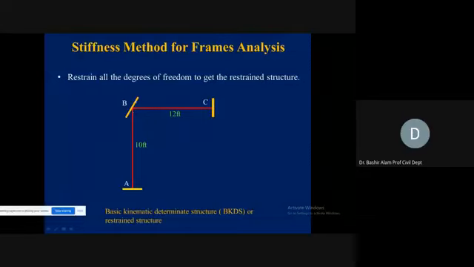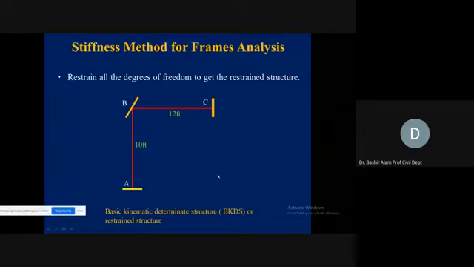So at B, if we allow translation, let's say in the vertical direction, and only restrain rotation here, we will have to provide a roller guide here. That will give you the situation where you are restraining the moment only. So this is now the picture of the basic kinematic determinate structure.